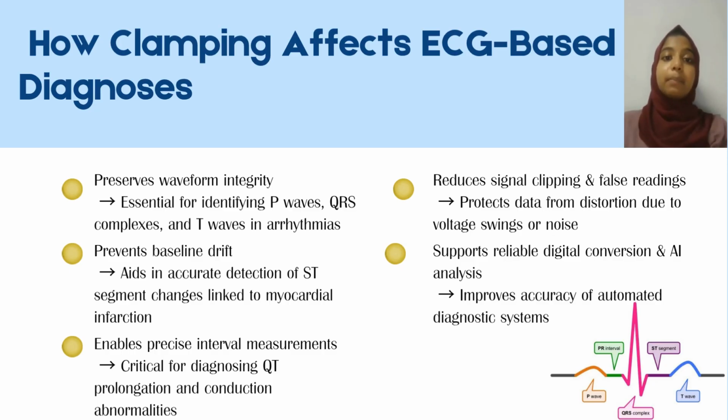Secondly, by preventing baseline drift, the clamper helps keep the ST segment steady. This is especially important in identifying ischemia or heart attacks. It also ensures accurate timing, which is essential for spotting conditions like QT prolongation, where even small timing errors can lead to misdiagnosis. Without proper clamping, voltage spikes could clip parts of the signal or introduce noise, causing false positives or missing critical events, which is absolutely terrible.